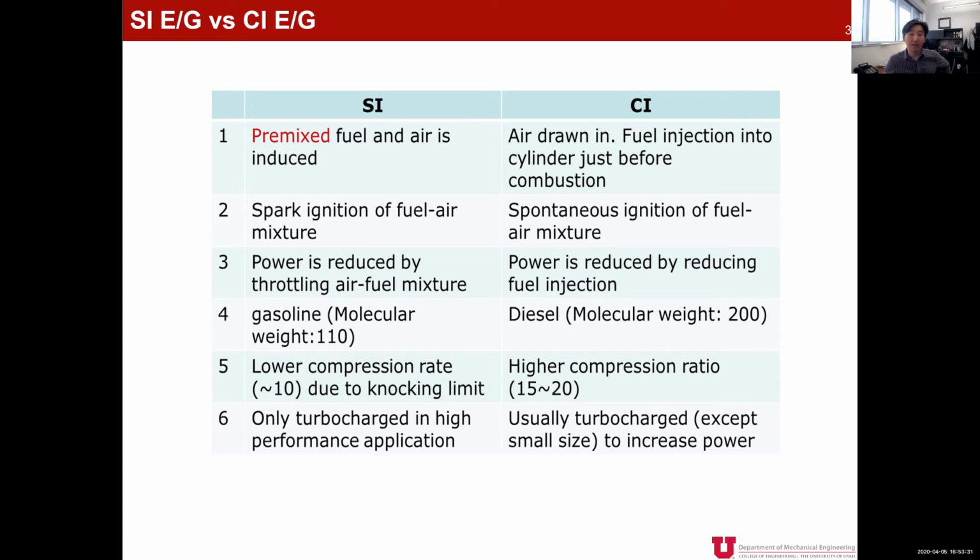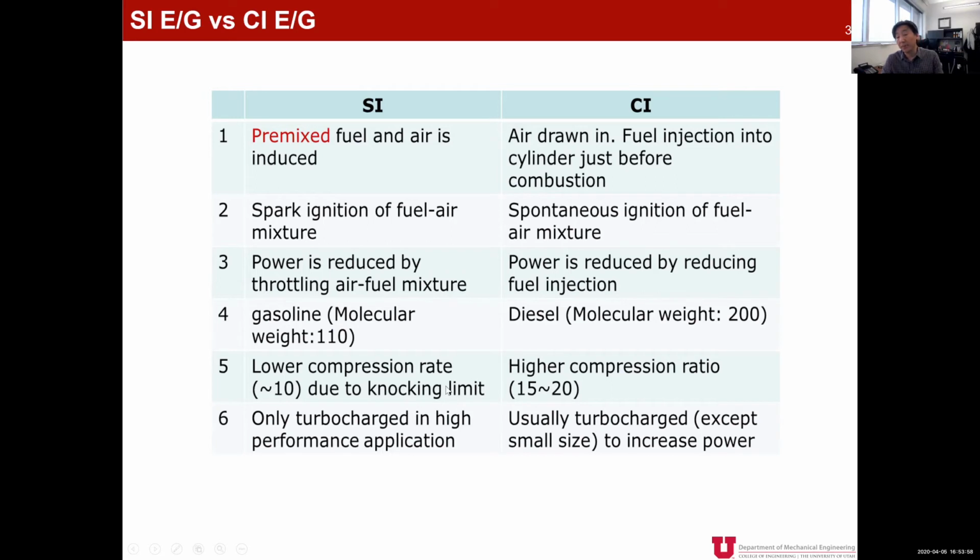Okay, so by having the spark plug, that can be easily ignited. And compared to that, the CI engine has diesel as a fuel, and that is quite a heavy fuel, and that is quite a big difference in terms of fuels. Now, the SI engine usually has a lower compression ratio, around 10, and maximum around 11.